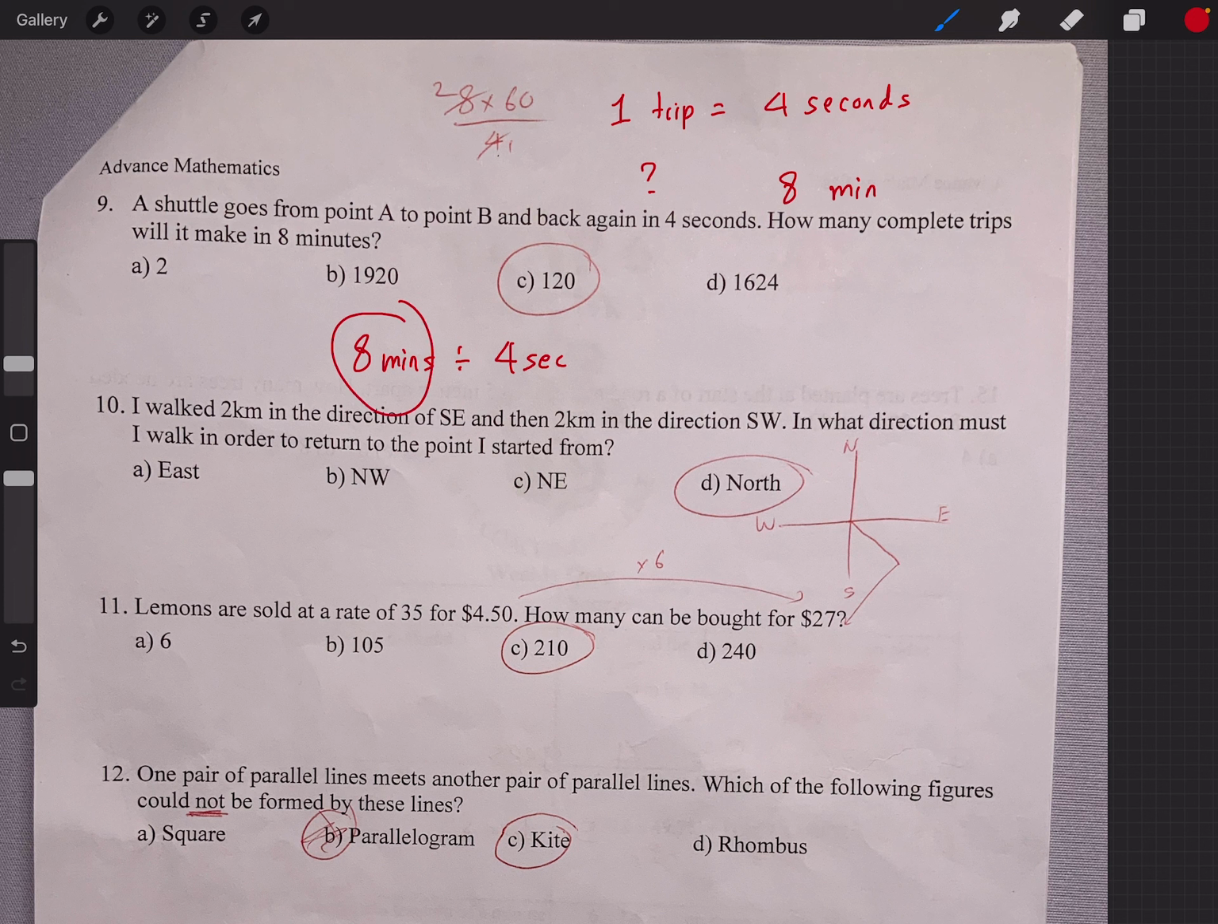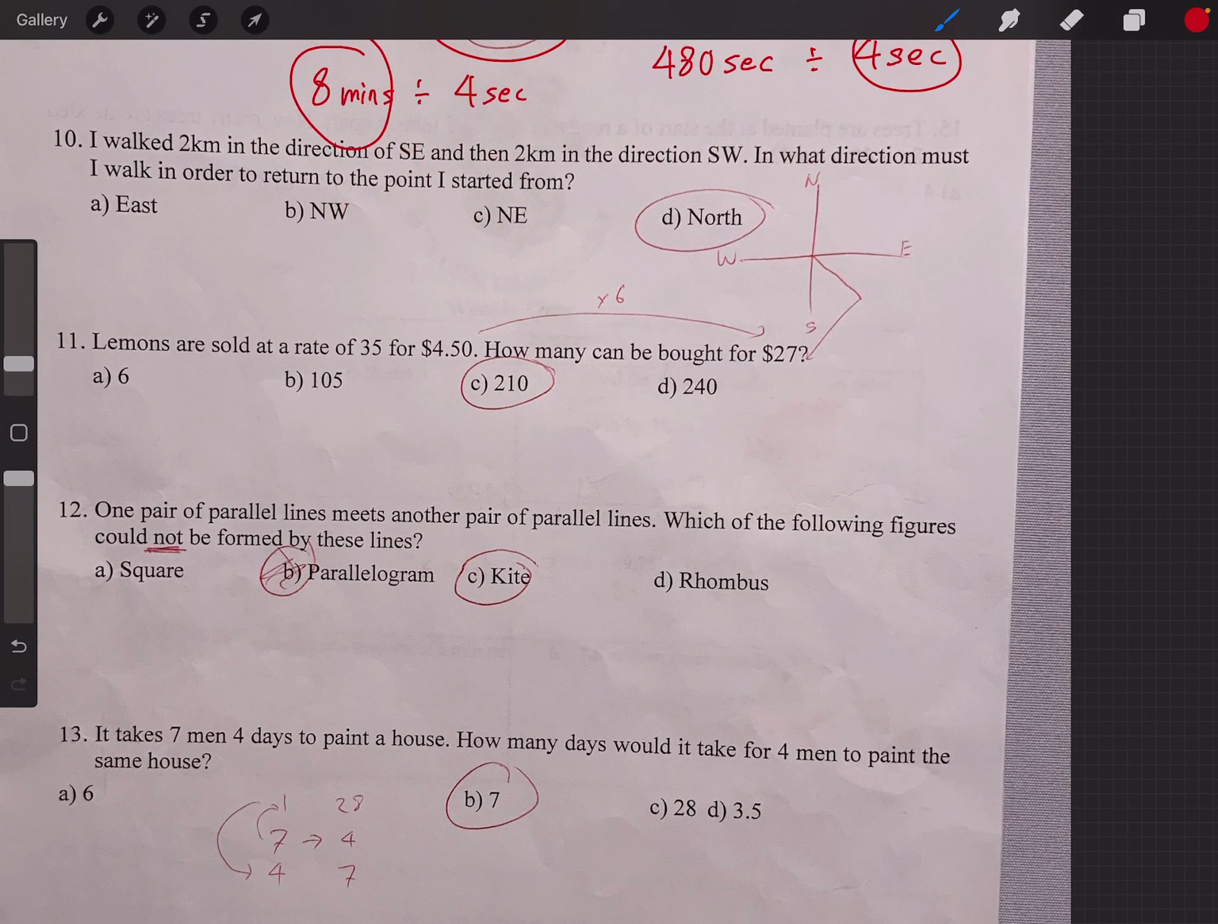8 minutes, so 1 minute equals 60 seconds. So 8 minutes is equal to 8 times 60. 8 times 6 is 48, so it'll be 480 seconds. Now you take that divided by the 4 seconds to get how many complete trips. This is one complete trip. We want to see how many complete trips, so you take that divided by that, and you get 120.